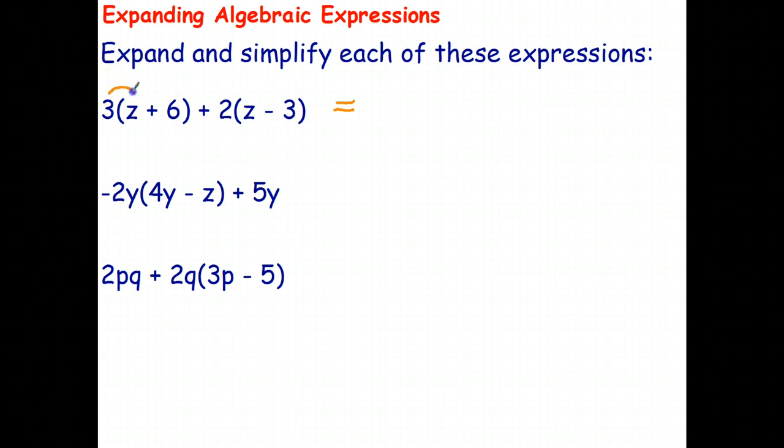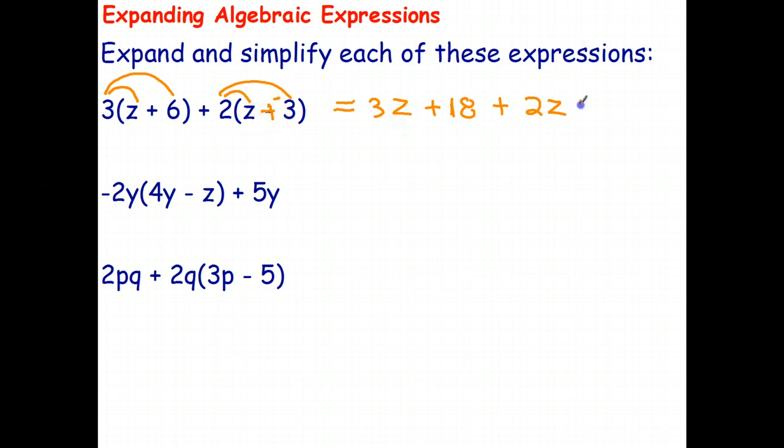So the first thing I have to do is expand the first set of brackets. 3 times all of z plus 6 is 3z plus, and 3 times 6 is 18 plus, and 2 times z is 2z minus, again, I can change that to plus negative. In fact, I might even do that in this case. Probably don't really have to.